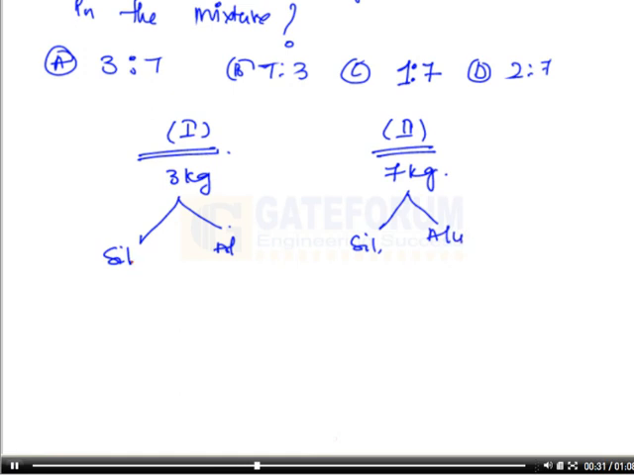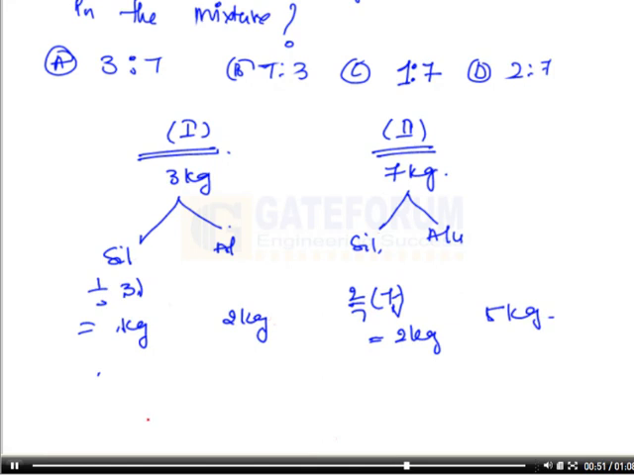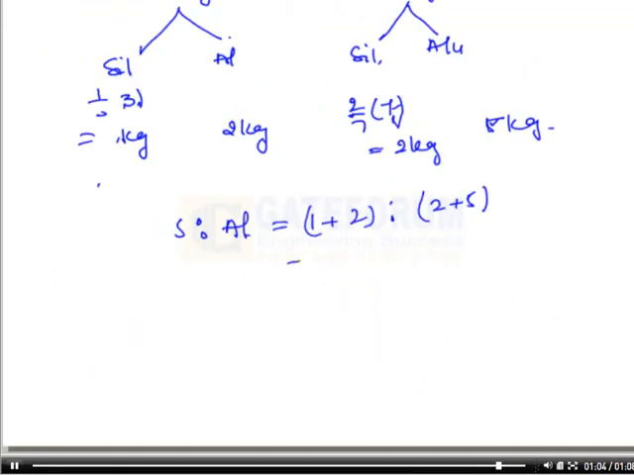Now, the quantity of silver is nothing but 1/3 of 3 kgs, which will come up to 1 kg, and the remaining is aluminium, that will be 2 kg. Similarly, the amount of silver in the second metal is 2/7 of the entire weight, which is 2/7 of 7, that is 2 kgs. So the remaining aluminium will be 5 kgs. Now we need the combined ratio of silver and aluminium. So the ratio of silver to aluminium is 1 plus 2 is to 2 plus 5, which is 3:7. That is option A.